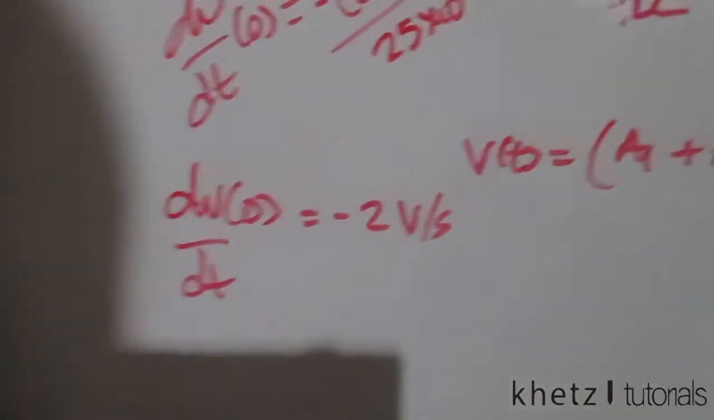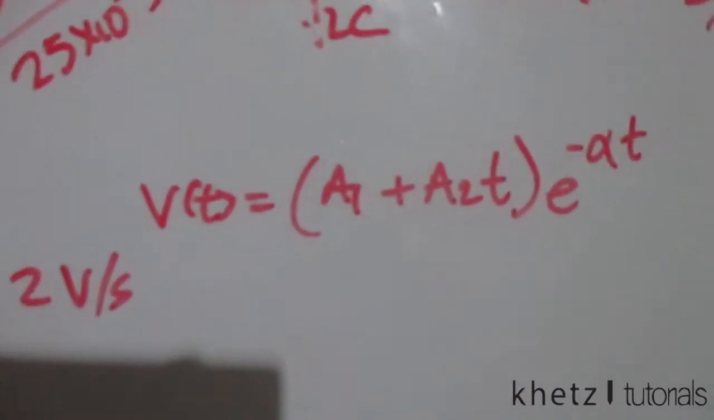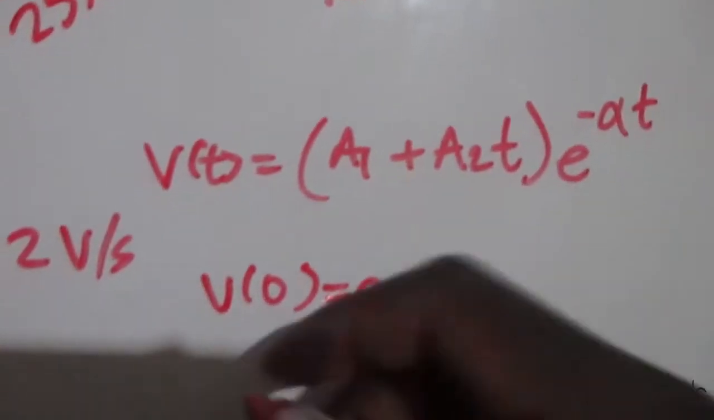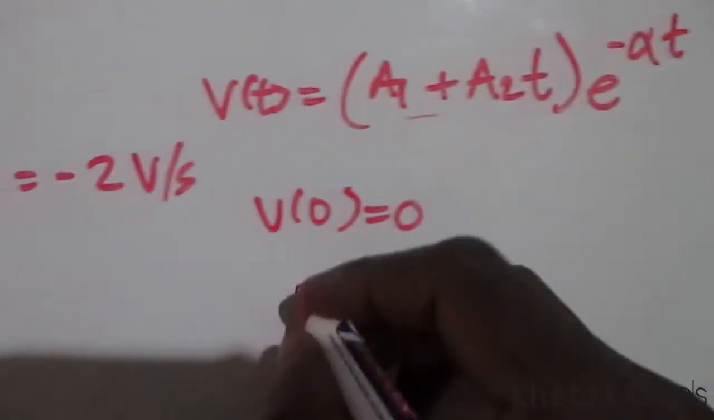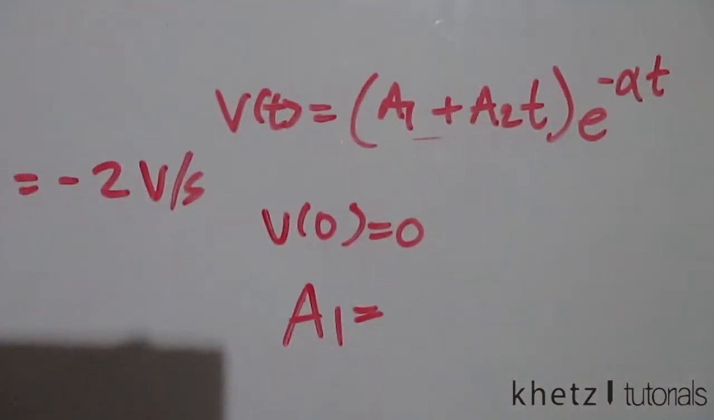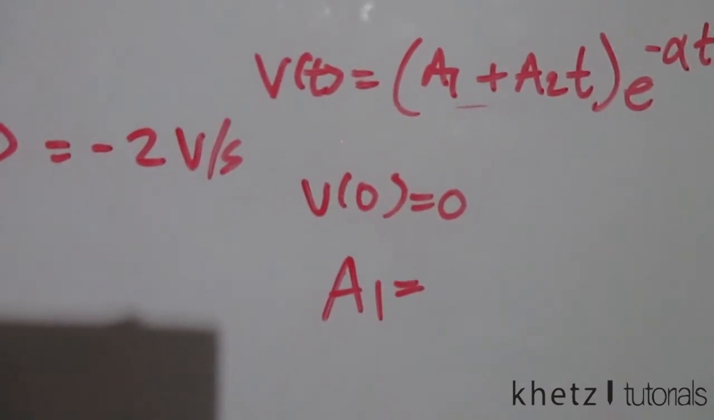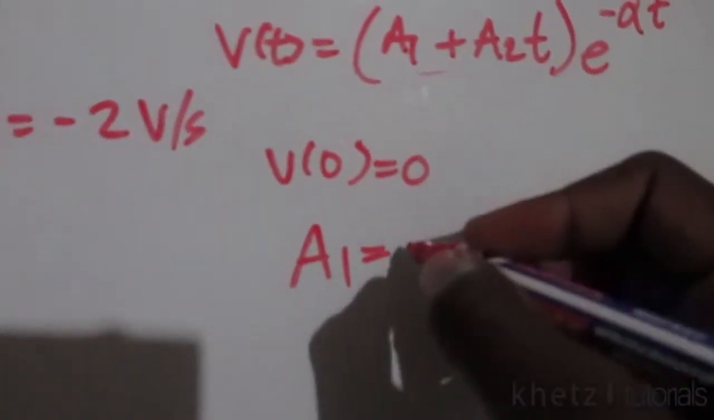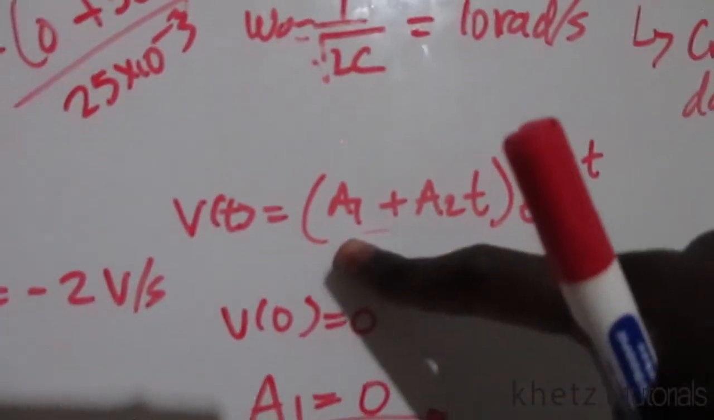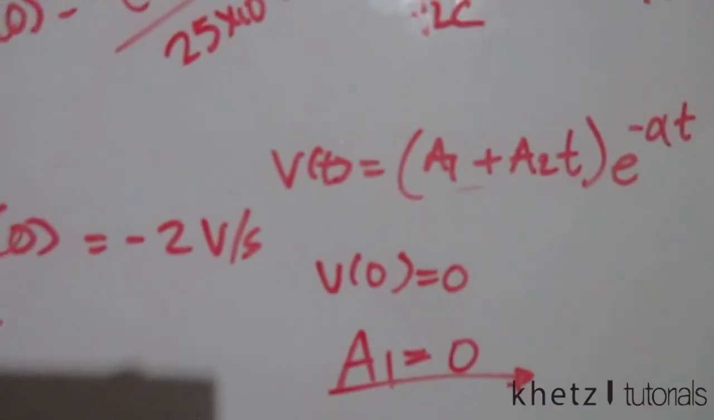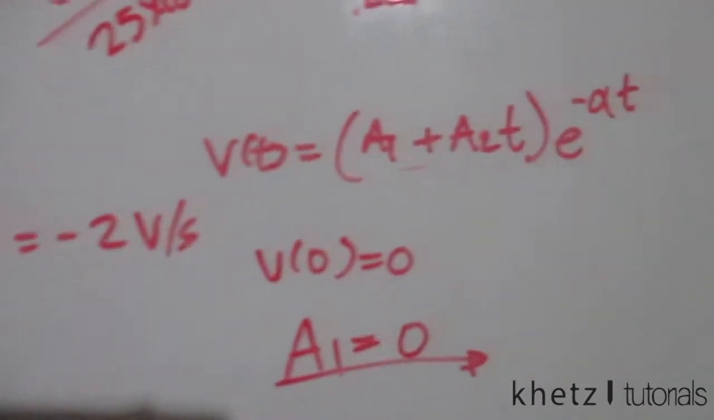We now have two initial conditions, and we're going to use them to find the coefficients of this response, which is going to be our answer. So at V of 0, we know that that is 0. We're going to substitute 0 wherever we see t. So that's going to be 0, that's going to be 1. So we have A1 is equal to 0, because substituting 0 wherever we see t will only leave A1 exposed. So that is all we have in terms of A1, and we're going to proceed to find A2.